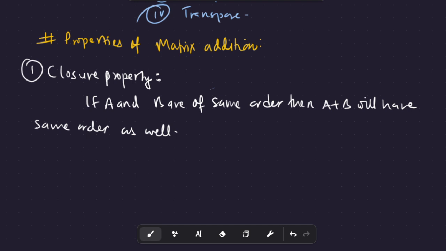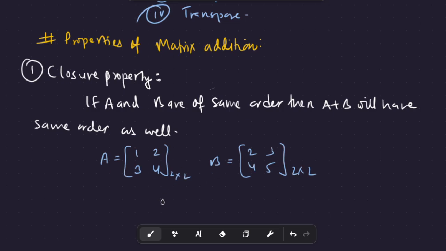For example, if A is 1, 2, 3, 4, it is of order 2 by 2, and B is 2, 3, 4, 5, it is also of order 2 by 2. Now these two matrices can be added, so we can find A plus B. In A plus B, the corresponding elements get added: 1 plus 2, 2 plus 3, 3 plus 4, 4 plus 5, which is equal to 3, 5, 7, 9.